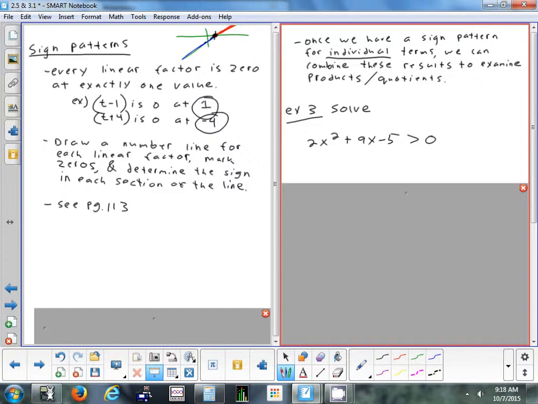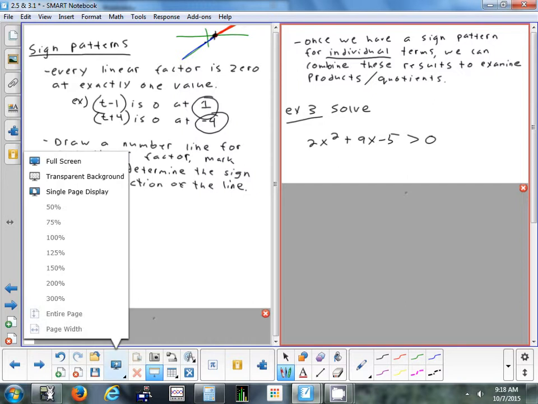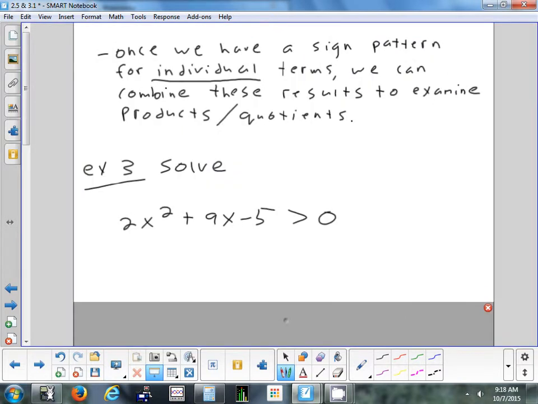Everybody have what's on the left? All right, let's make that a little bigger. 2x squared plus 9x minus 5 is greater than 0. First step to factor, draw two sets of parentheses. Now I've got to figure out what times what is 2x squared. So I could use 2x and x.